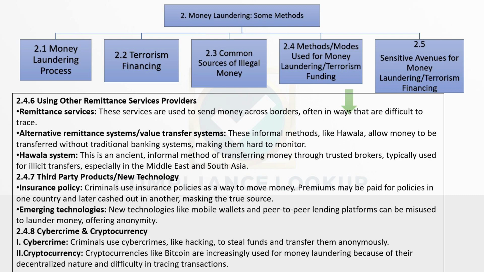Example, a drug cartel receives payments in Bitcoin for its illegal operations. The Bitcoin is then transferred between multiple anonymous wallets, making it nearly impossible to track the original source of the funds. Later, the Bitcoin is converted into traditional currency through a cryptocurrency exchange that does not follow strict reporting guidelines, allowing the cartel to clean its illegal profits.